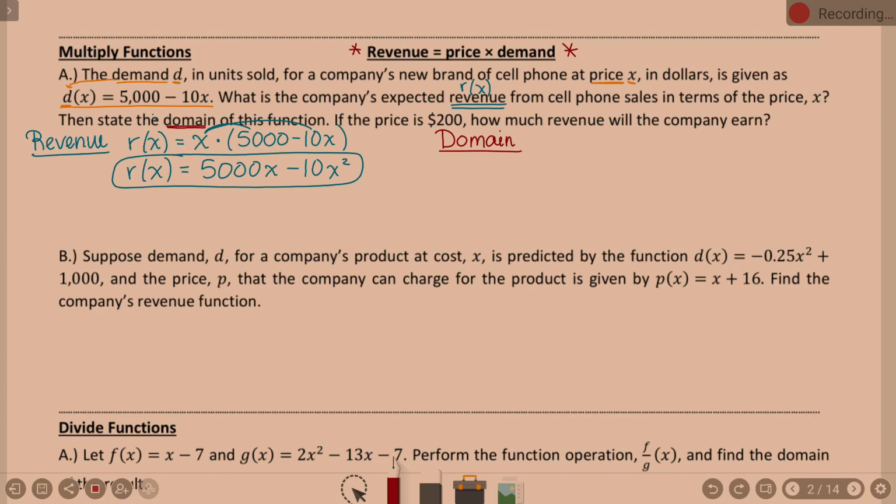As we talk about domain, in terms of plugging numbers in, are there any numbers you can't plug in there? Not exactly. I mean, any type of number could go in there because you're just multiplying, adding, subtracting numbers. But this is a word problem, so we have to take into consideration the scenario. Let's talk about price and let's talk about demand. Let's talk about price first. Think logically. The price of an object has to be what type of number? Decimal.